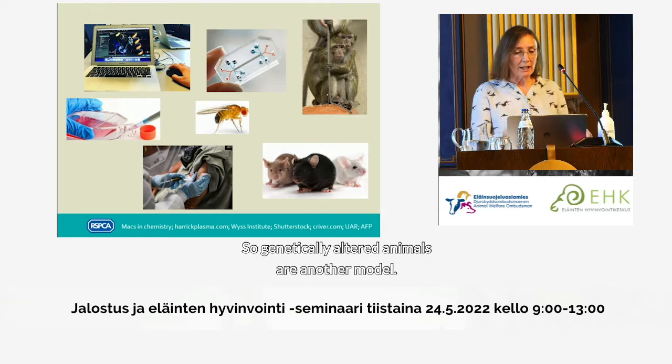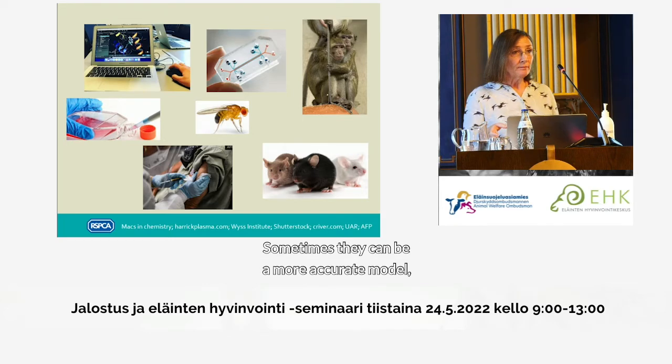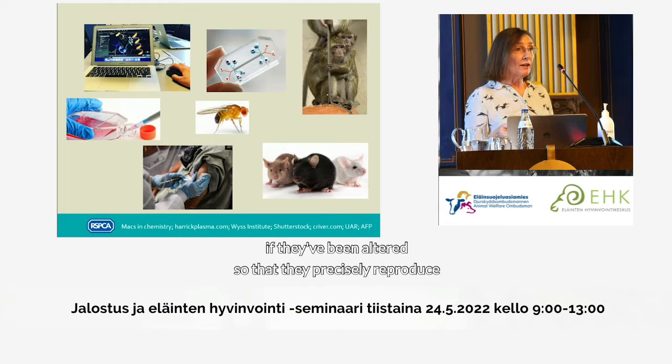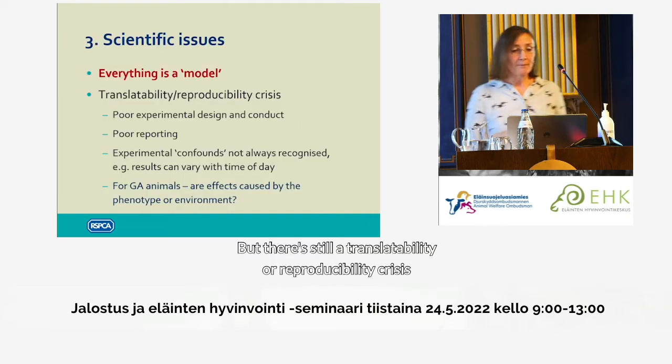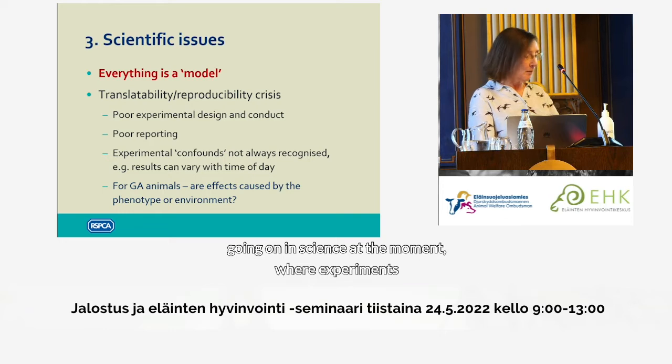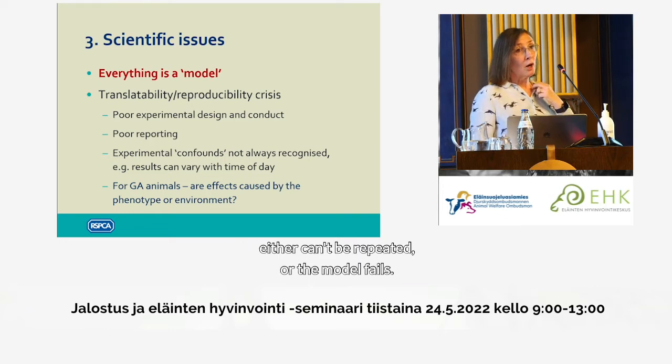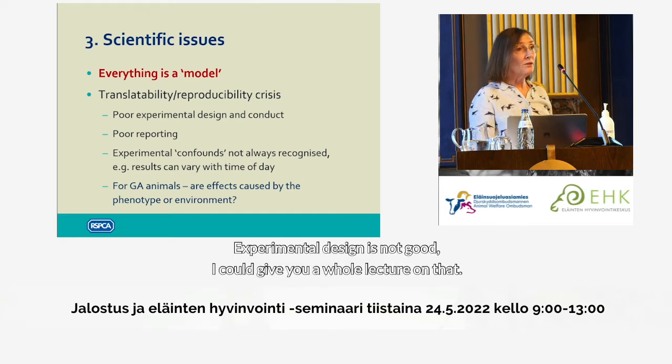So genetically altered animals are another model. Sometimes they can be a more accurate model. If they've been altered so that they precisely reproduce a particular pathway in a human disease, then they can be more accurate. But there's still a translatability or reproducibility crisis going on in science at the moment, where experiments either can't be repeated or the model fails. And there are a number of reasons for this. Experimental design is not good. I could give you a whole lecture on that.